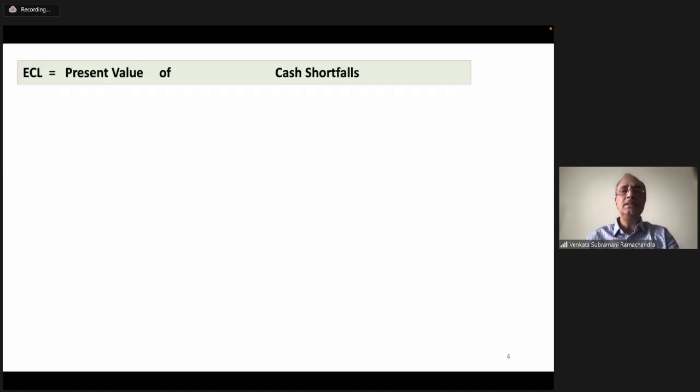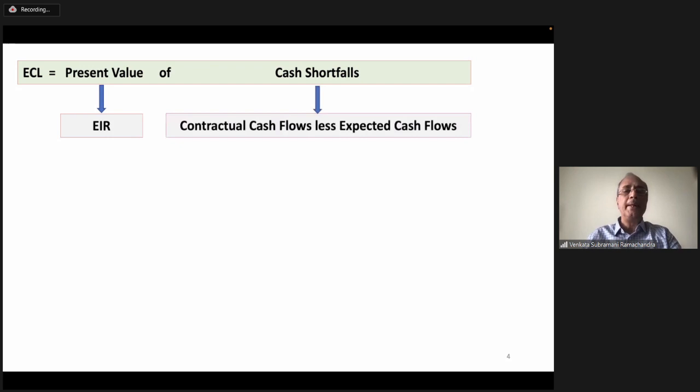So the ECL is the present value of cash shortfalls. What is the present value? Present value is based on the EIR, which is the effective interest rate. So you compute the effective interest rate of the particular financial asset we are talking about and find out the cash shortfalls, which is the contractual cash flows less expected cash flows. Apply the EIR on this to get the present value. Now, EIR is the EIR as per Ind AS.